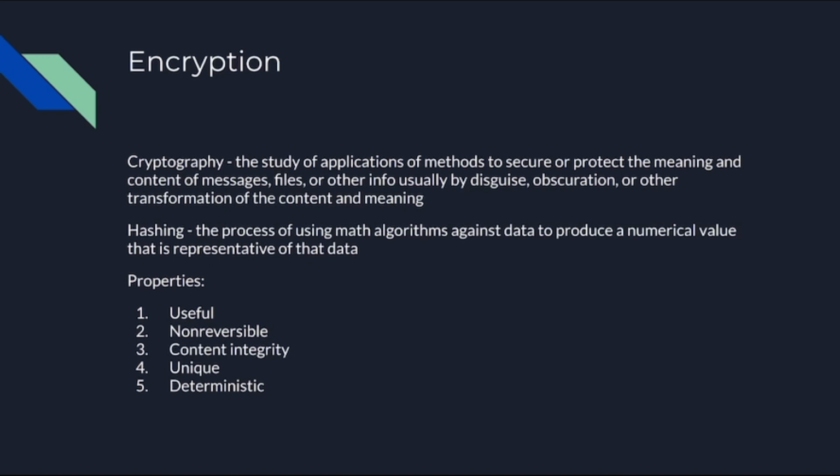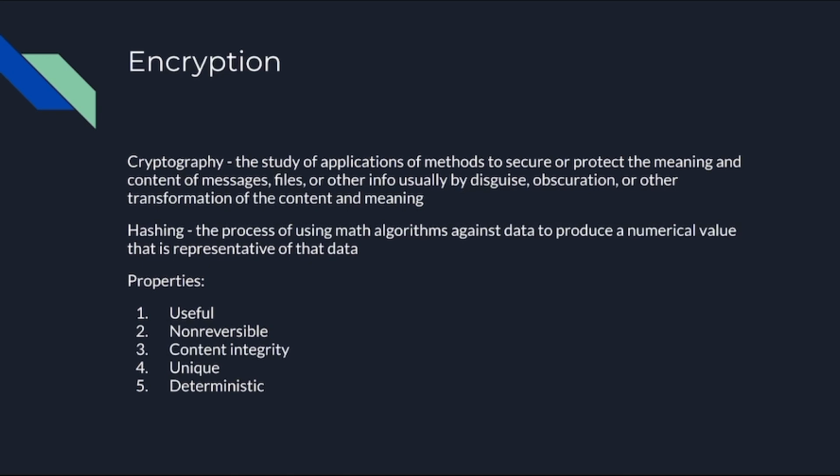Cryptography is the study of applications and methods to secure or protect the meaning and content of messages, files, and other information, usually by disguise, obscuration, and other transformations of content and meaning. Cryptography is used to protect info by keeping it encrypted. A ciphertext would be the altered form of a plaintext message, so it is unreadable for anyone except the intended recipients. So you can encrypt a password, or you can encrypt a username.